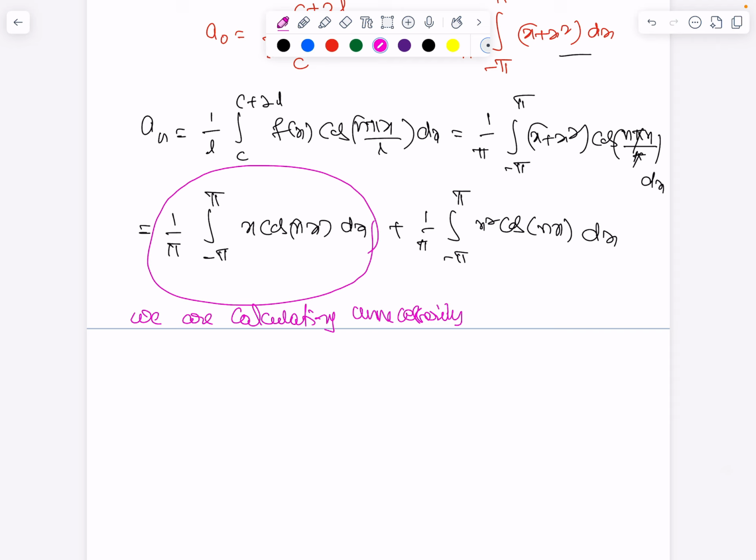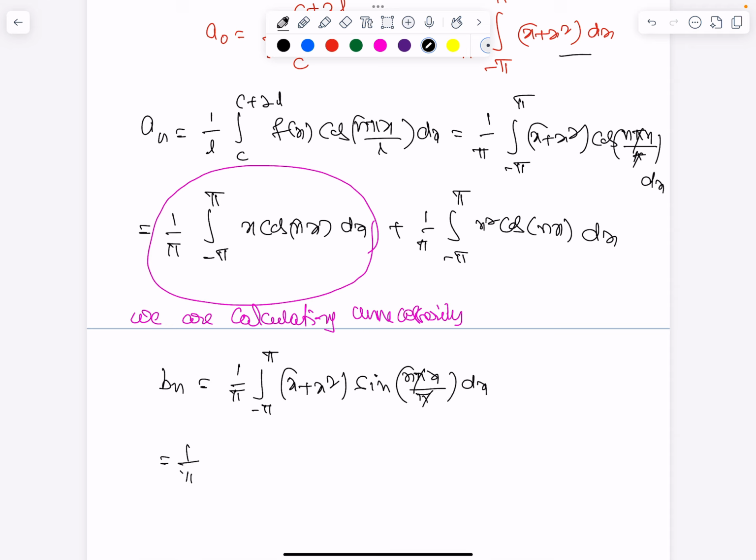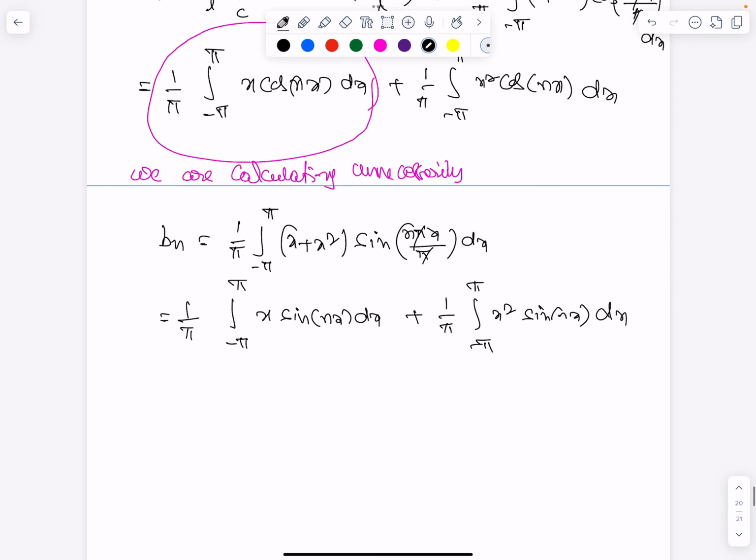Similarly, if you look at this, bn is equal to 1 by pi integral from minus pi to pi of f of x, which is x plus x square, times sine n pi x by L, but L is pi. Therefore, here you observe that it is the integral from minus pi to pi of x sine nx dx plus 1 by pi times the integral from minus pi to pi of x square sine nx dx. This term we are calculating unnecessarily.